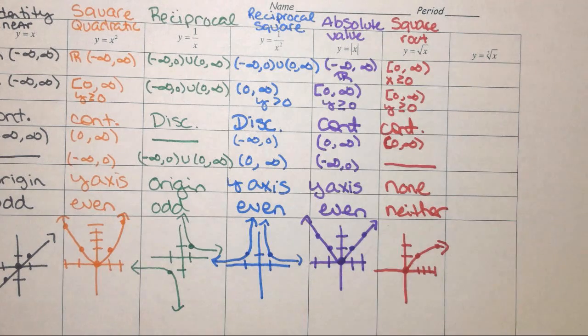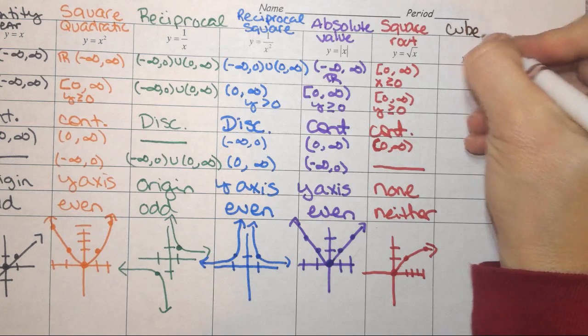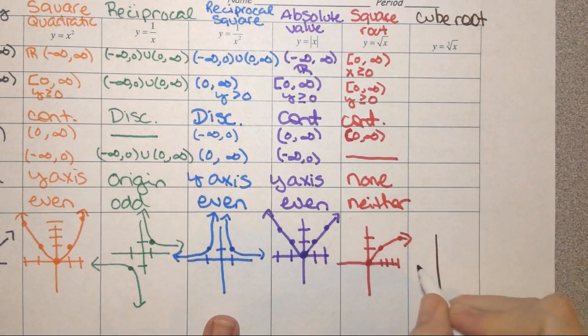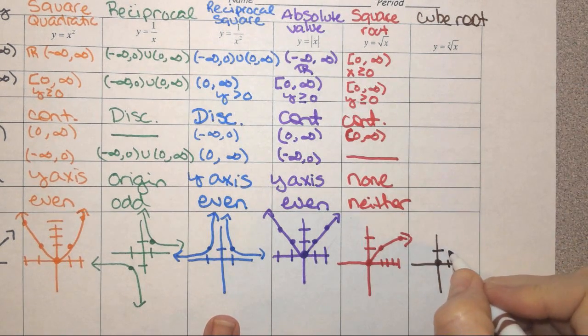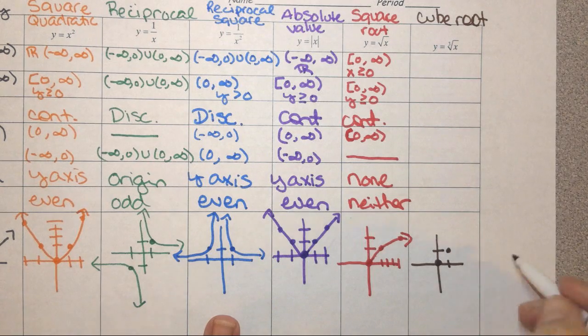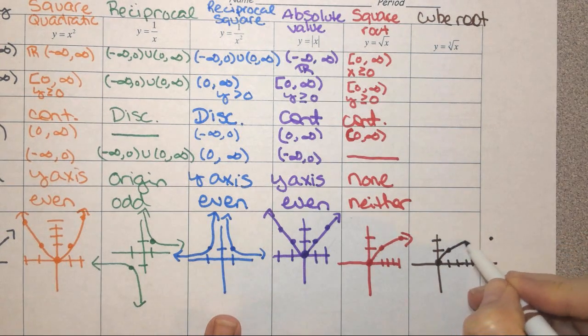The last one we have on the front of this worksheet is called your cube root function. So we're going to do our graph the same way that we have been. The cube root of 0 is 0. The cube root of 1 is 1. 2 doesn't have a cube root. 3 doesn't have a cube root. In fact, you don't get to another one until you get to 8. So 2, 3, 4, 5, 6, 7, 8. And the cube root of 8 is 2. So it goes like this.